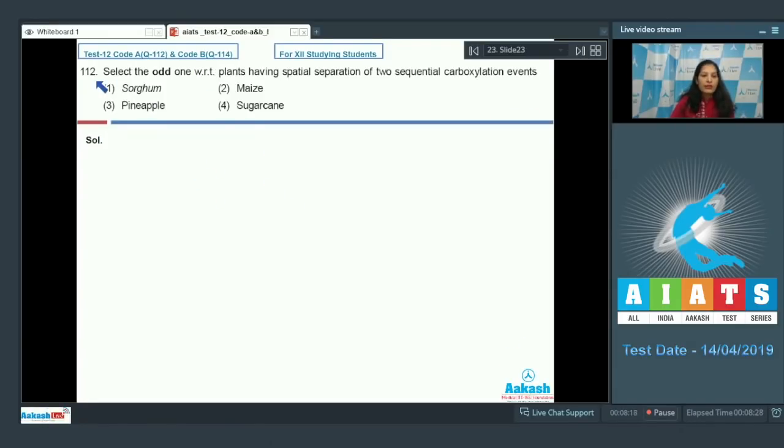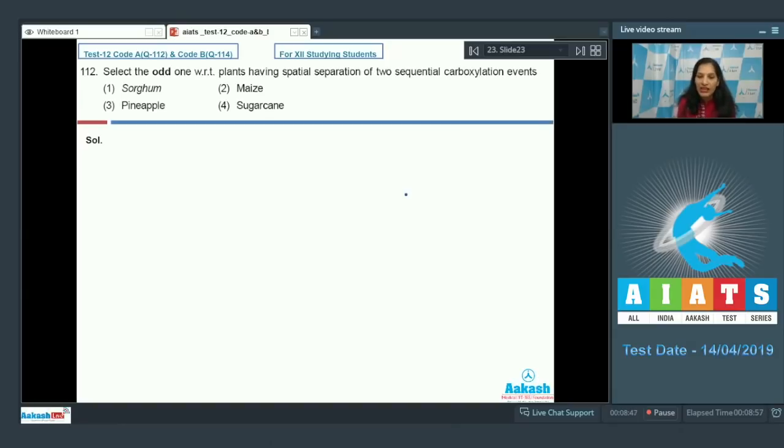Question number 112. Select the odd one with respect to the plants having spatial separation of 2 sequential carboxylation events. First option, sorghum. Second, maize. Third, pineapple. Fourth, sugarcane. So the plants having spatial separation of 2 sequential carboxylation events means the plants which have different cells for the first carboxylation event and different cells for the second one.